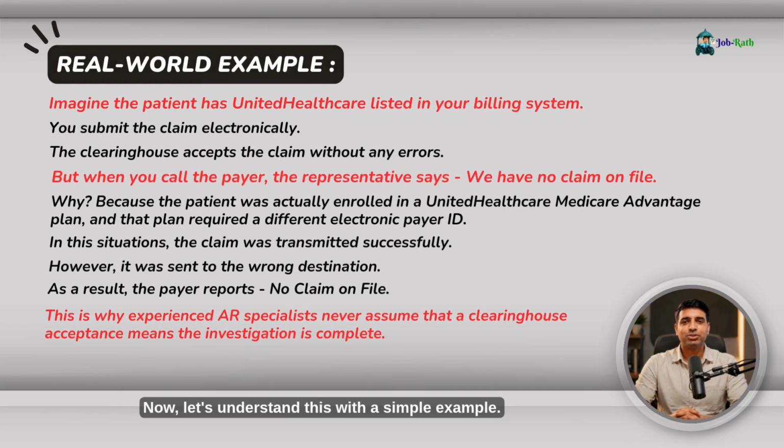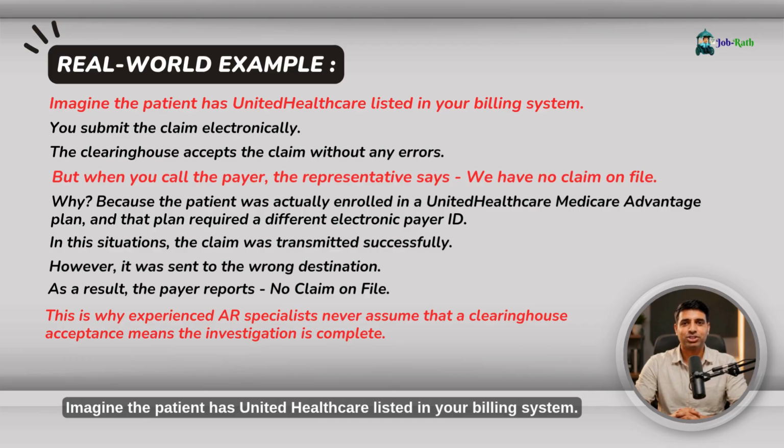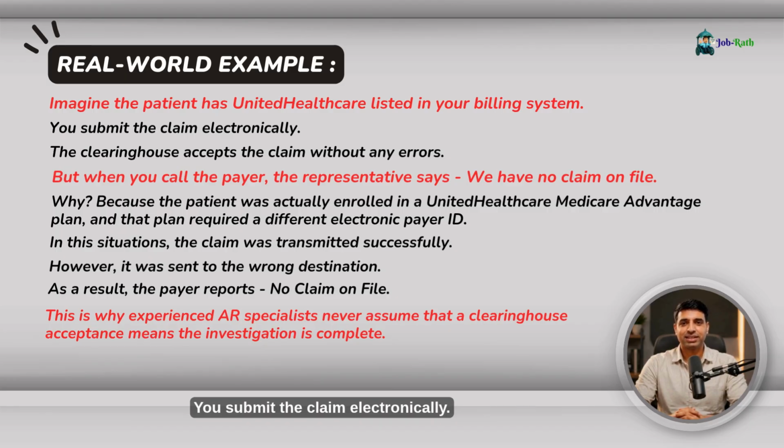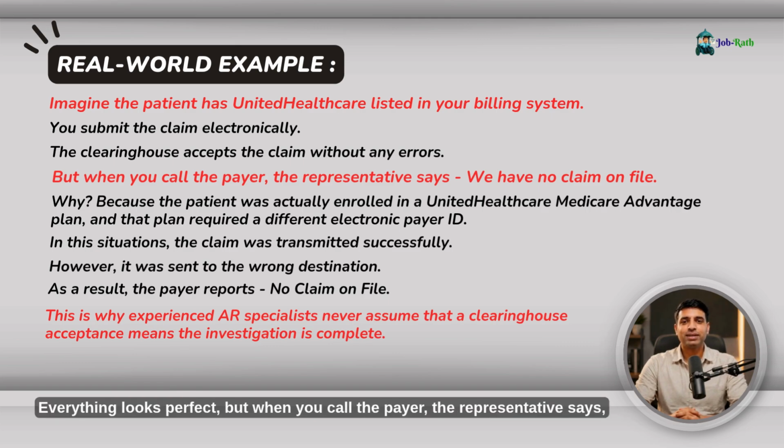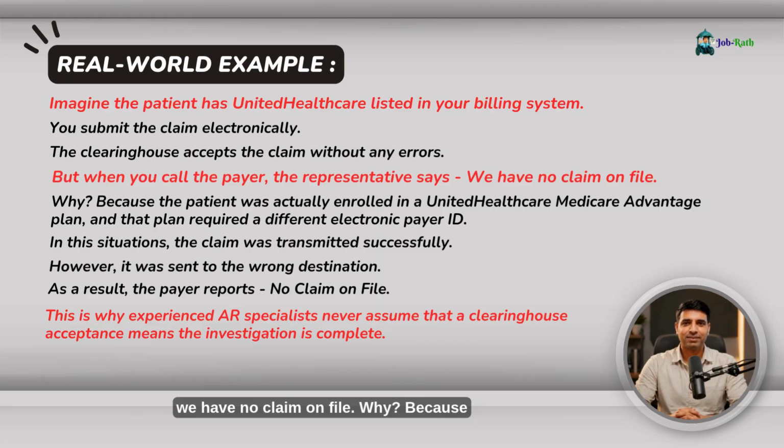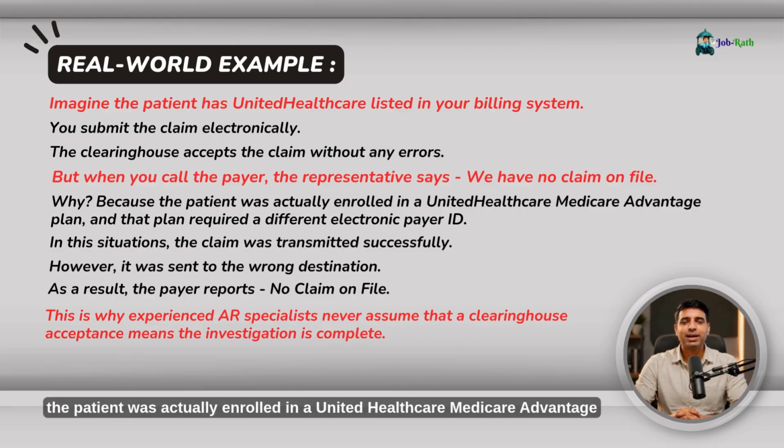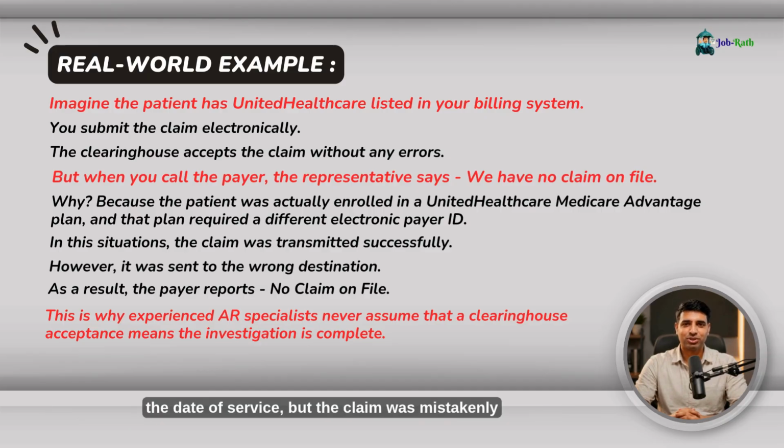Now, let's understand this with a simple example. Imagine the patient has United Healthcare listed in your billing system. You submit the claim electronically. The clearinghouse accepts the claim without any errors. Everything looks perfect. But when you call the payer, the representative says, "We have no claim on file." Why? Because the patient was actually enrolled in a United Healthcare Medicare Advantage plan, and that plan required a different electronic payer ID. Or perhaps the patient had Blue Cross as the primary insurance on the date of service, but the claim was mistakenly billed to Aetna.